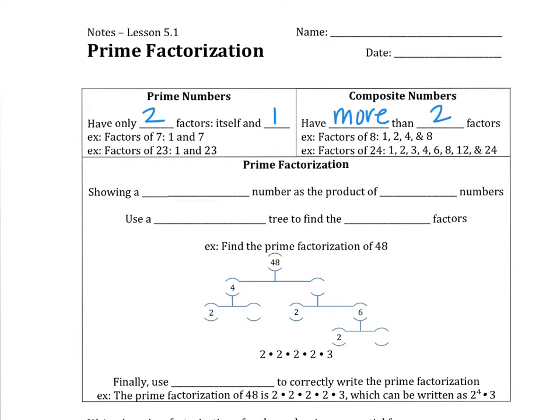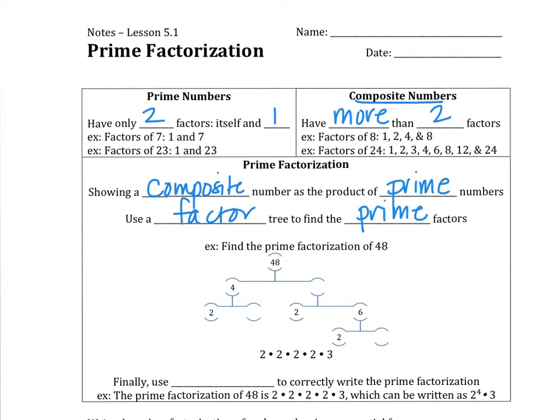Prime factorization is showing a composite number as the product of prime numbers. So whenever you're doing prime factorization, you're taking what we talked about was a composite number, and you're bringing it down to its prime numbers. And we can do this by using what's called a factor tree to find the prime factors.